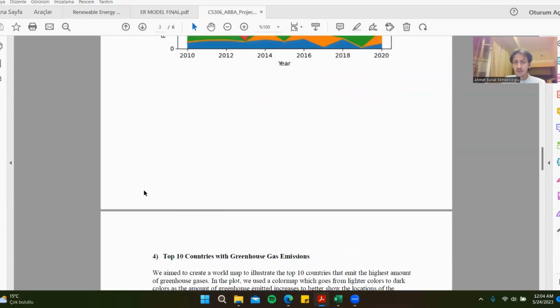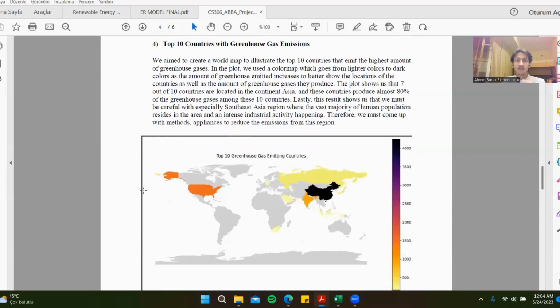Moving on with the fourth graph, since we don't have time, we have the top 10 countries with greenhouse gas emissions. We can see China has the lead here, followed by the United States, and in third we have India, which is a developing country just like China, and the fourth is Russia. We also have Saudi Arabia, where there is a lot of oil consumption and production, which may account for its position.